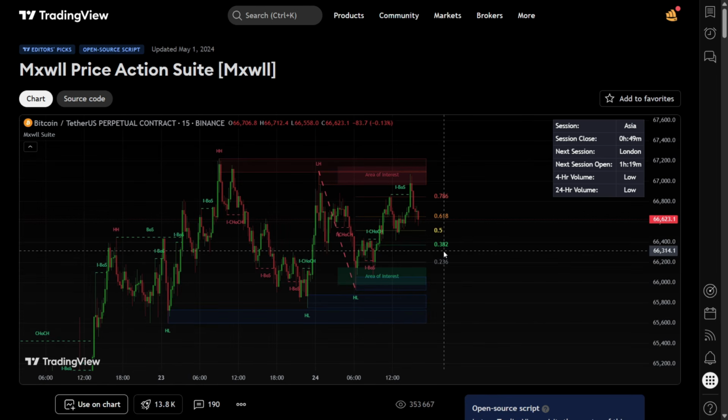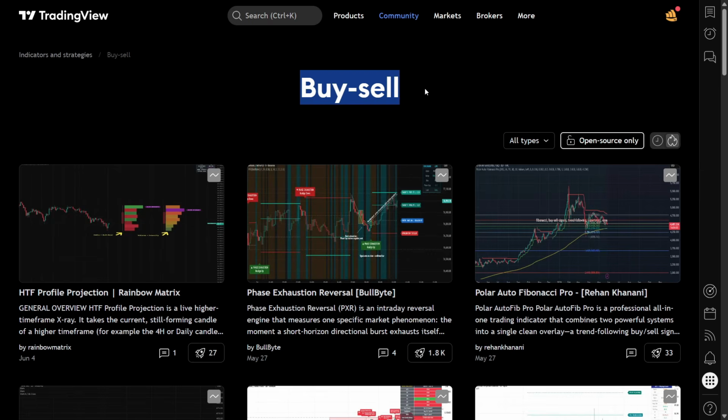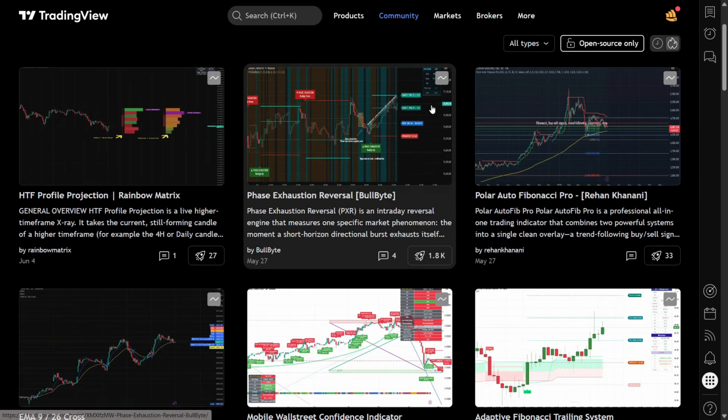The second one is Fair Value Gaps Volume Metric by Flux Charts. This one identifies fair value gaps very well, but the extra strength is that it also shows buying and selling volume separately for the gap. So now you are not just seeing the gap itself, you are also getting information about the quality and strength behind it. Now let's go to the last category, which is buy and sell signal indicators.